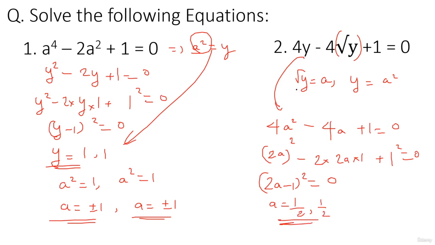We have repeated roots, but the half value we found is the value of a, which is nothing but root of y. So if root y is equal to a, which is equal to half, what does y become? Squaring both sides, 1 by 4.